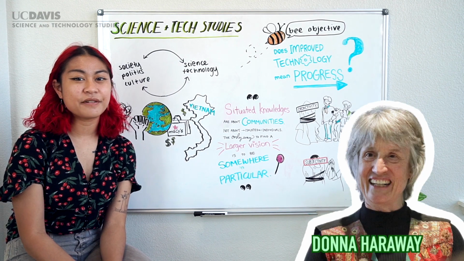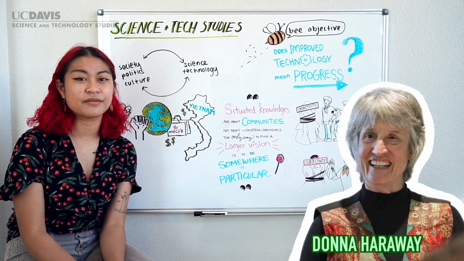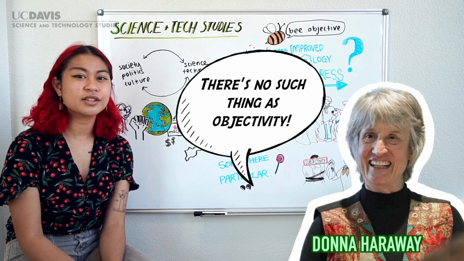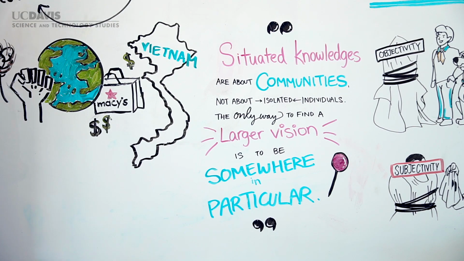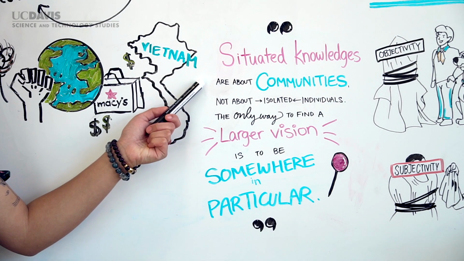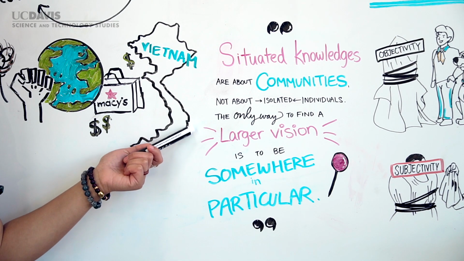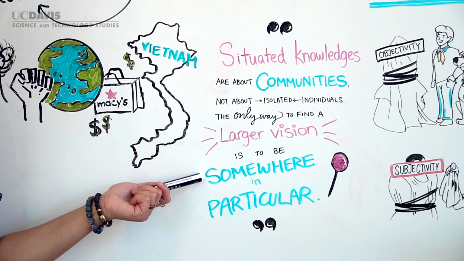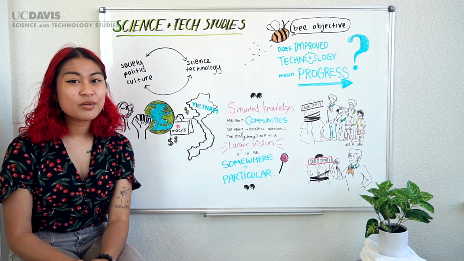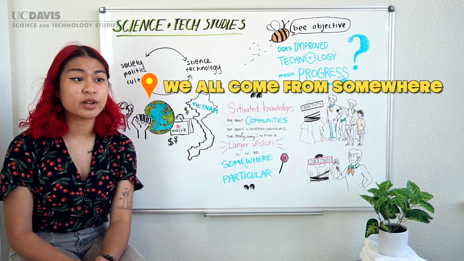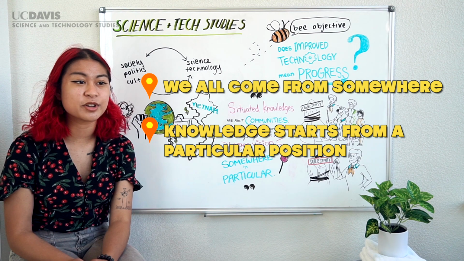Donna Haraway, a feminist STS scholar and a leading voice in the field, argues that there's no such thing as objectivity. Instead, she argues for what she calls situated knowledges. Only partial perspective promises objective vision. Situated knowledges are about communities, not about isolated individuals. The only way to find a larger vision is to be somewhere in particular. To Haraway, objective vision can only be achieved by understanding that we all come from somewhere and that our knowledge starts from a particular position.